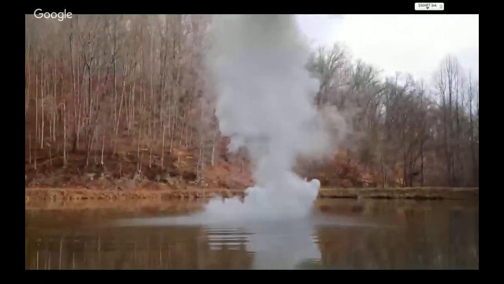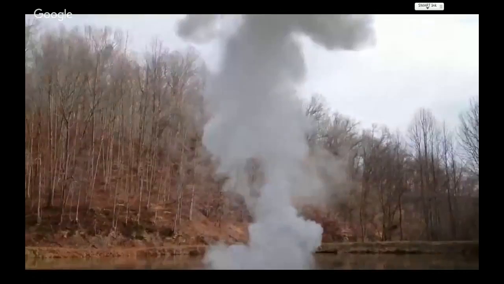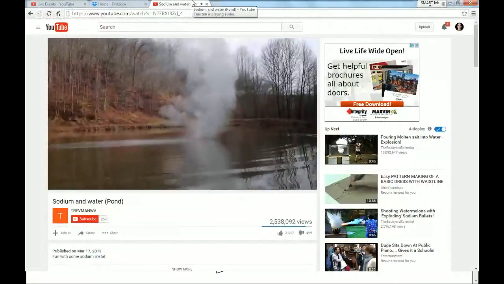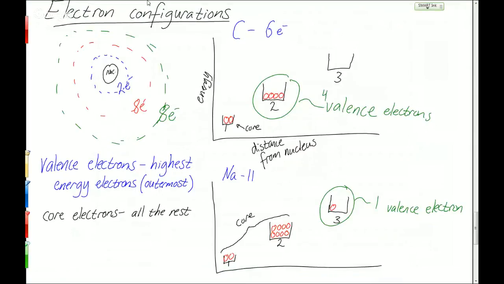So that's why we couldn't do it in class. Is that hard? It's sodium. Okay, so that's sodium. Sorry we couldn't do that in class. It would have been exciting, but also really dangerous, as you can see.